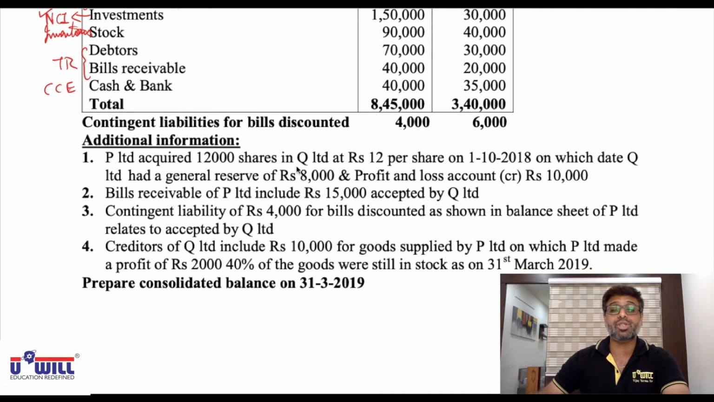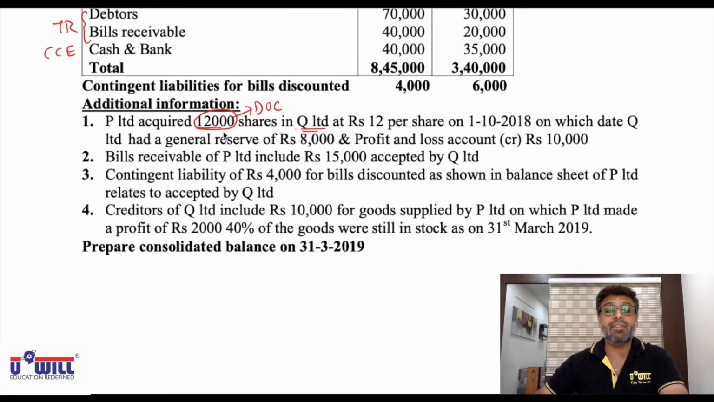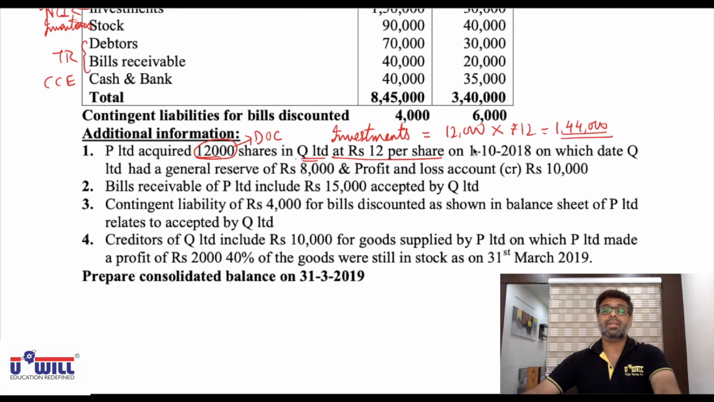Now look at the additional information. P Limited acquired 12,000 shares in Q Limited. So this will help us in getting the degree of control. How many shares are there in Q Limited? 20,000. From that 12,000 are acquired by P Limited, means the remaining 8,000 are of minority shareholders. At rupees 12 per share, so what are the investments made by P Limited in the shares of Q Limited? 12,000 shares they have acquired at the rate of rupees 12, means they have invested 1,44,000 in the shares of Q Limited.